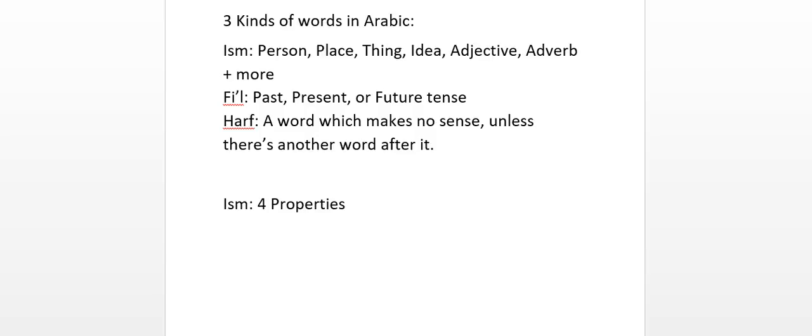So what are the four properties? Firstly, it's the status, then you have number, then you have gender, and then you have type. Okay, so you've got to memorize this: status, number, gender, type. Whenever I ask you what are the four properties of an ism, you're going to say status, number, gender, type. Now of these four, in order, we're going to start looking at the status.